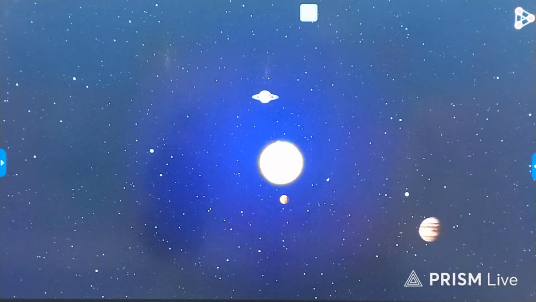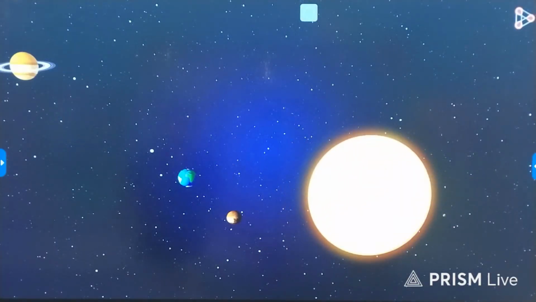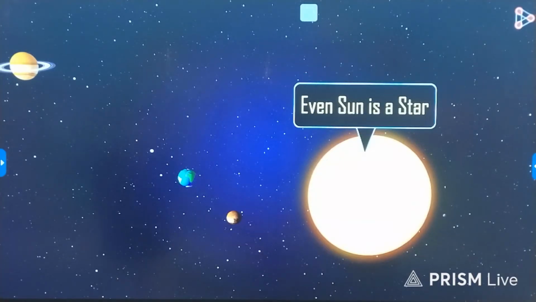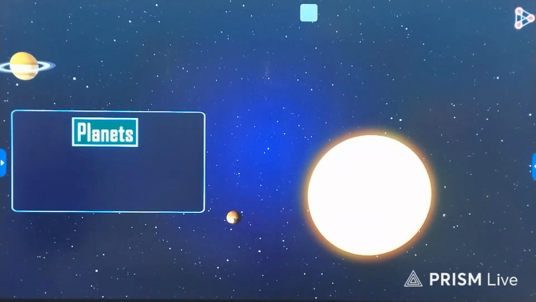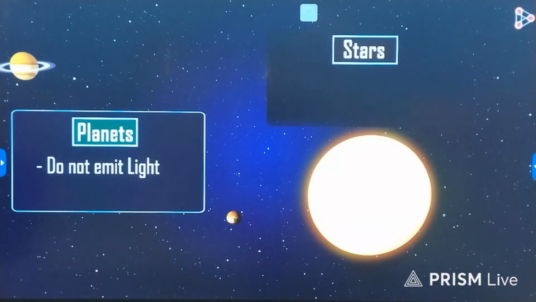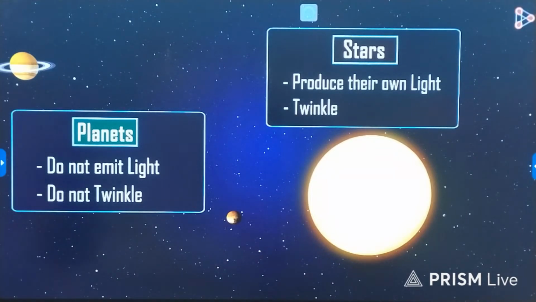Let's learn more about a certain group of these celestial objects that are called planets. Now, how do we identify a planet? Is it different from other celestial bodies like the stars? If so, what are the differences? Planets actually have the same appearance as stars, but the factor that differentiates them from each other is that planets do not emit light of their own, while stars produce their own light. They also do not twinkle like stars do.